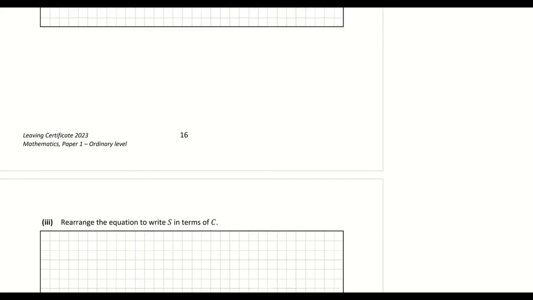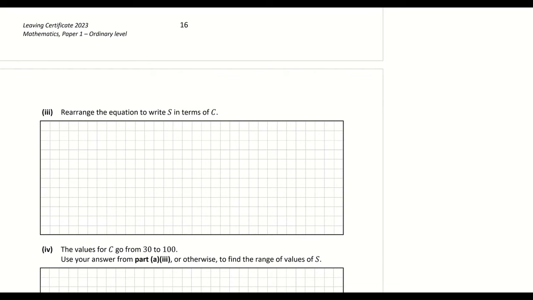So part 3, rearrange the equation to write S in terms of C. So my equation again is C is equal to 1000 over S plus 10. I'm going to cross multiply, so put that over 1, cross multiply. So that's going to give me C times S plus 10 is equal to 1 times 1000. Just multiplying in that bracket now is going to give me CS plus 10C is equal to 1000.